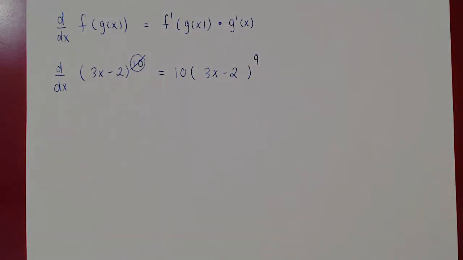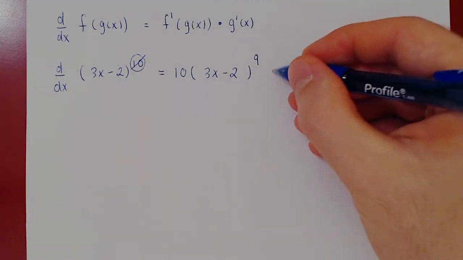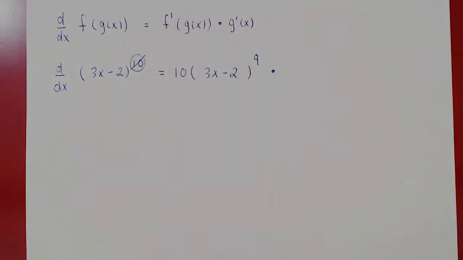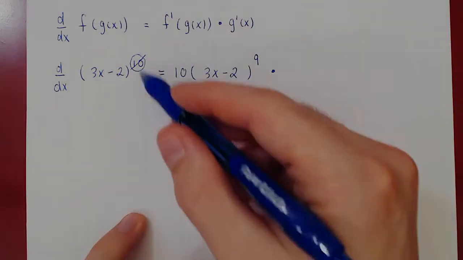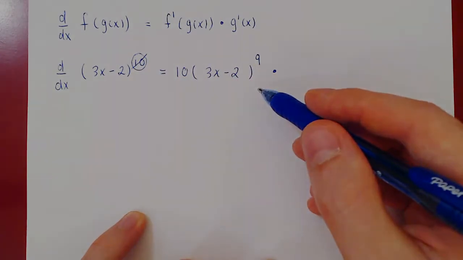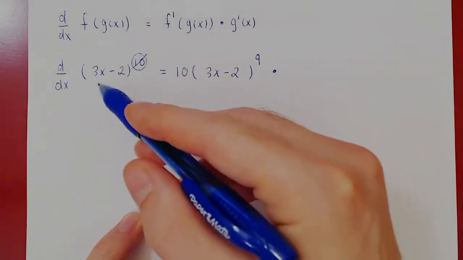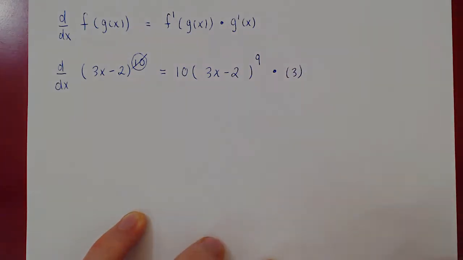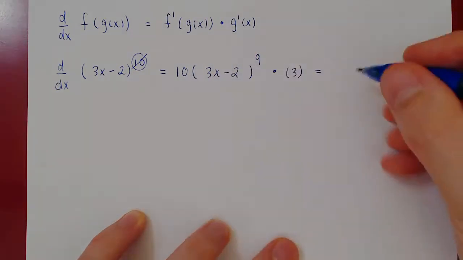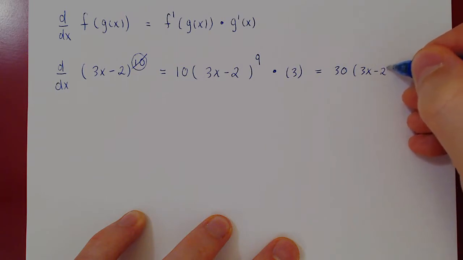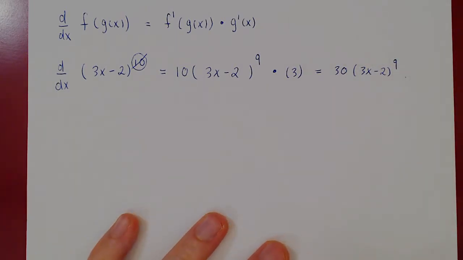And the chain rule says quite simply, multiply what you have so far by the derivative of the inside, whatever is left over. So we took the derivative here of the outside function, power of 10, that's gone, and we multiply what we have so far by the derivative of what's left over. The derivative of 3x minus 2 is simply 3. And we can write, finally, 3 times 10 is 30. So all we have is 30 times 3x minus 2 to the 9th power. And there you have it, the derivative of this function.